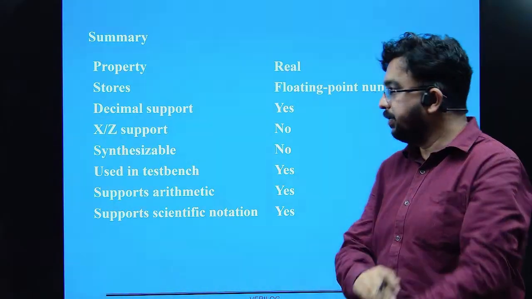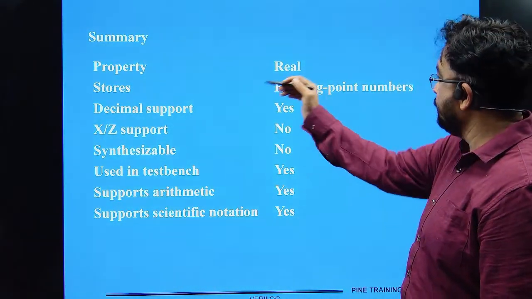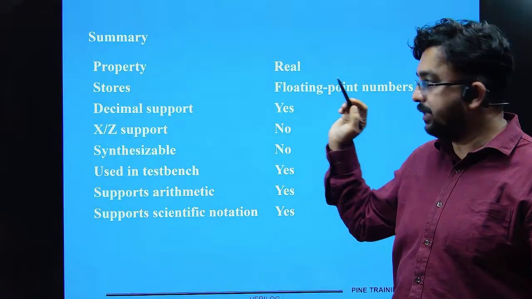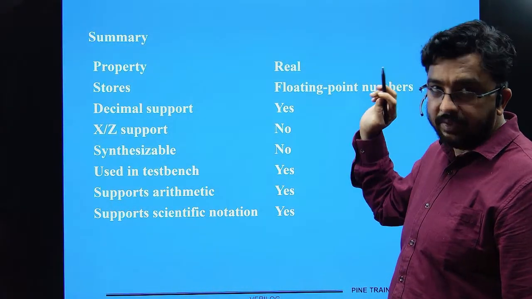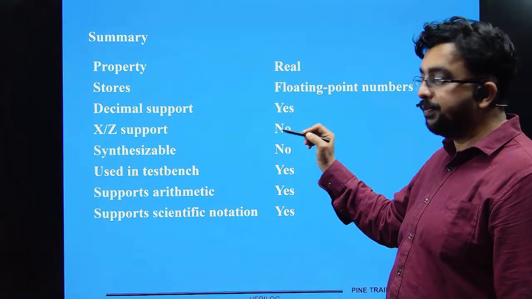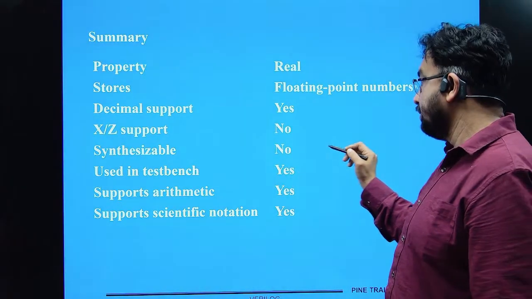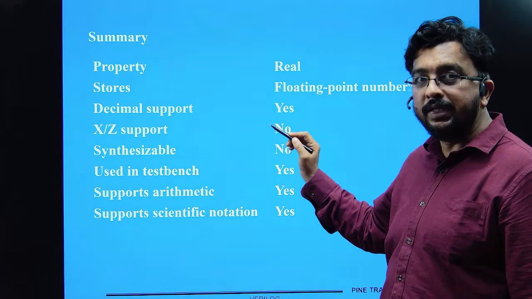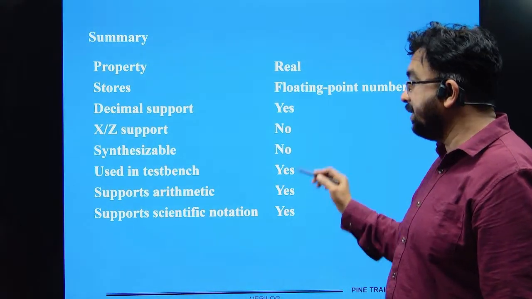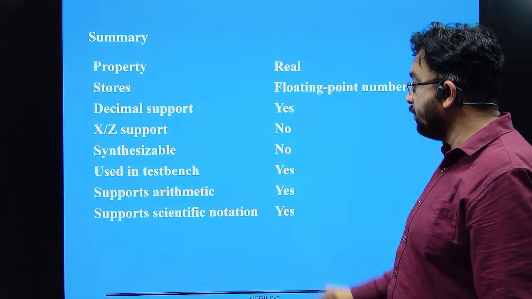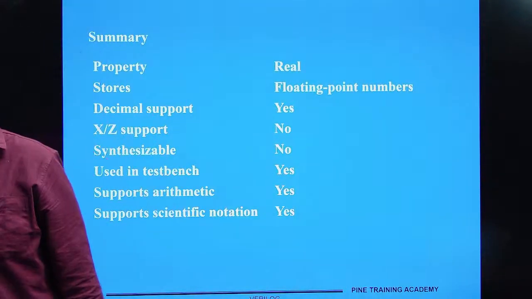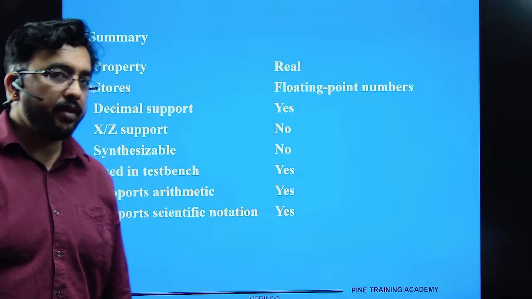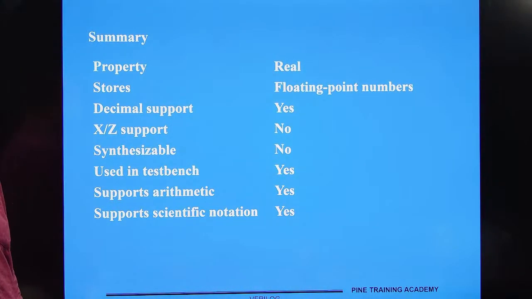Summary of real data types: it stores floating point numbers, yes correct, decimal support, yes correct. 0 to 100, xz support, no, synthesizable, no, use in test bench, yes, support arithmetic, yes, and support for scientific notation, yes. So this is the basic summary of your real data types.